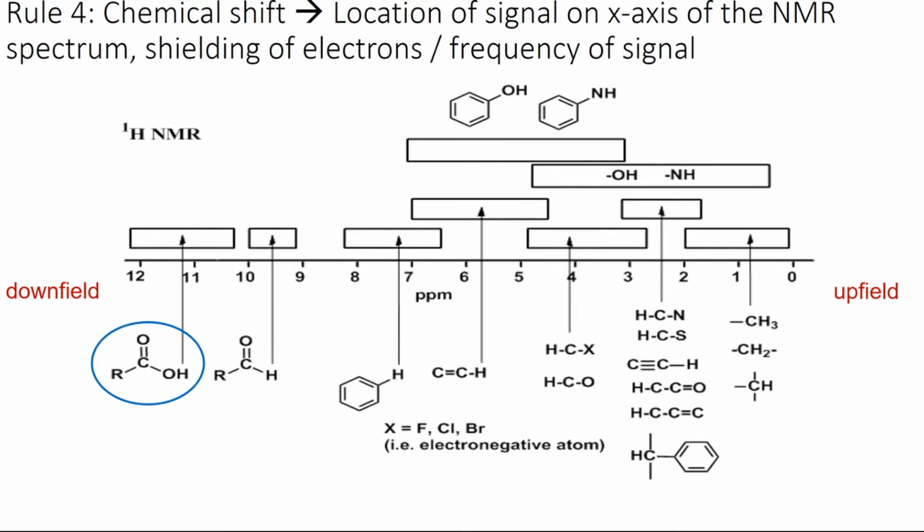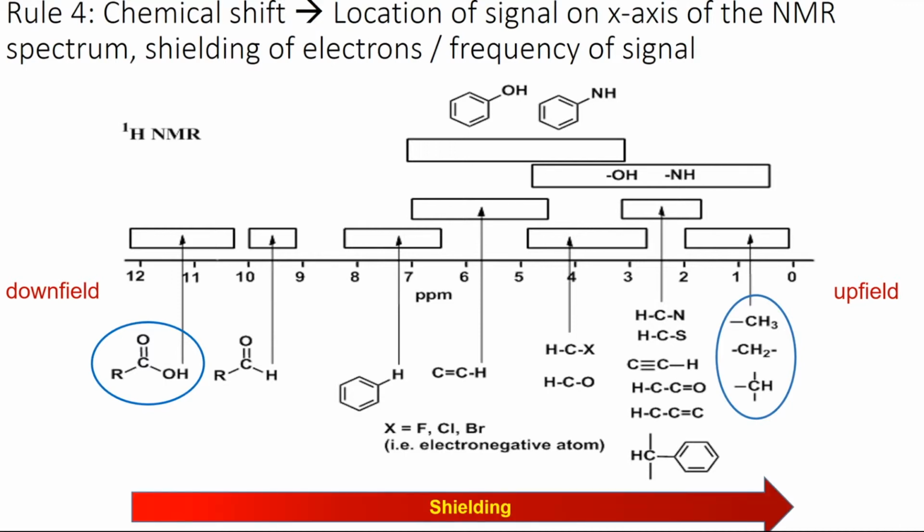However, as we go further upfield, the signals here are from hydrogens that are more shielded with electrons. For example, in this far end, we have groups like CH3 or CH2 where there aren't highly electronegative atoms competing for electrons, and therefore the hydrogens here will have more available electrons that will shield them. And so the pattern of shielding can be shown by this arrow, where upfield signals are from hydrogens that are more shielded, and downfield signals are from hydrogens that are more deshielded by electrons.